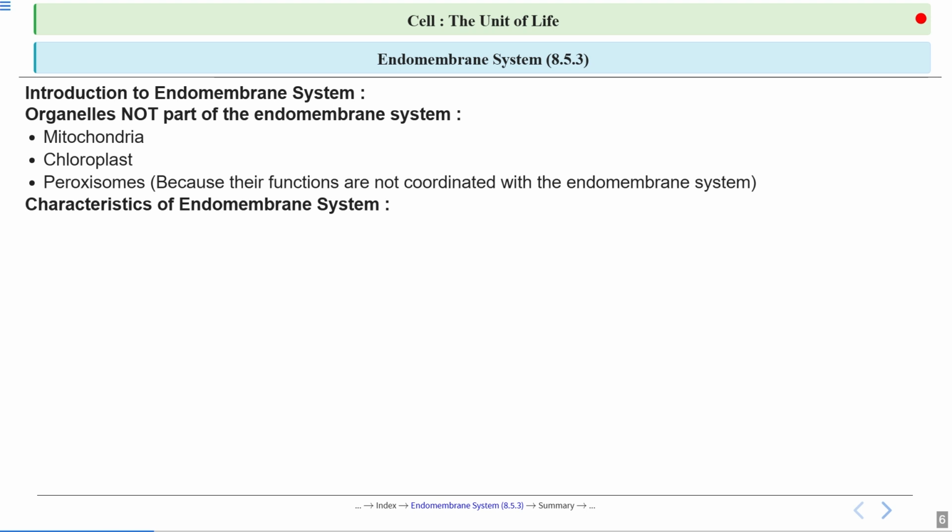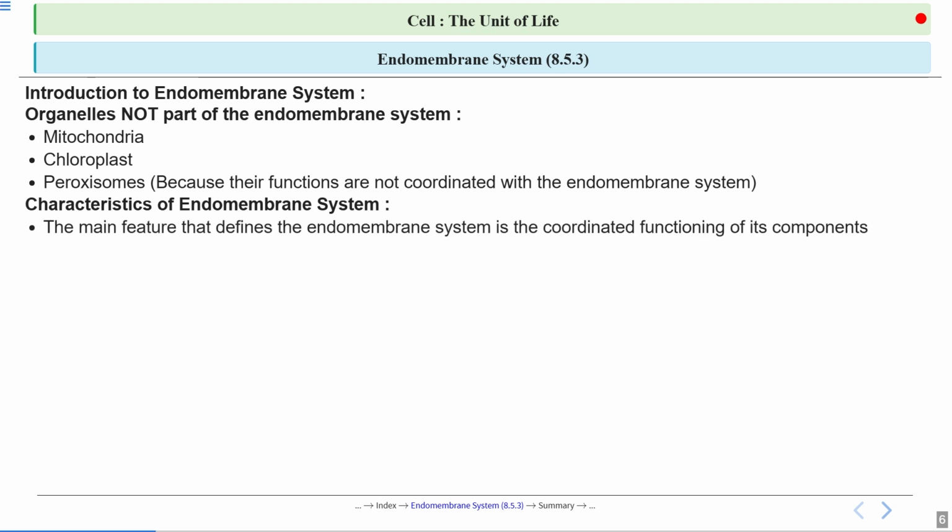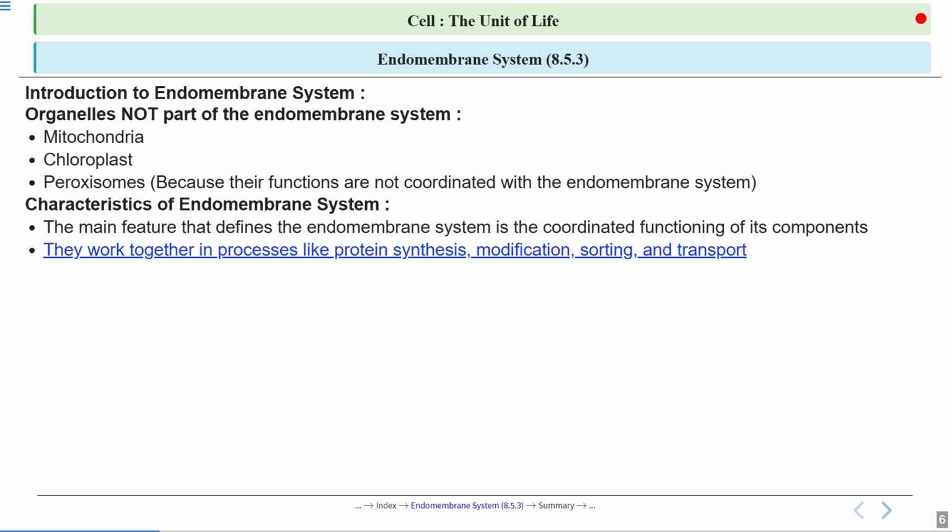Now, what are the characteristics of the endomembrane system? The main feature that defines the endomembrane system is the coordinated functioning of its component organelles. These organelles work together in processes like protein synthesis, then modification of the molecules, sorting of the molecules, and then transport of the molecules. So these are the major processes that are carried out by the endomembrane system.